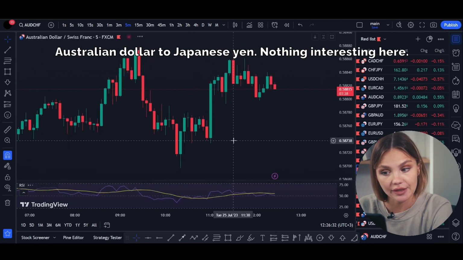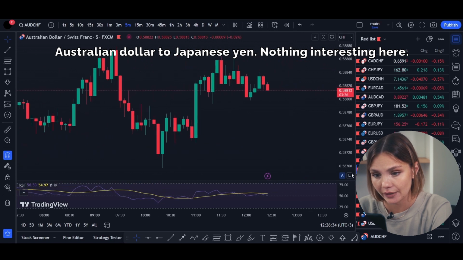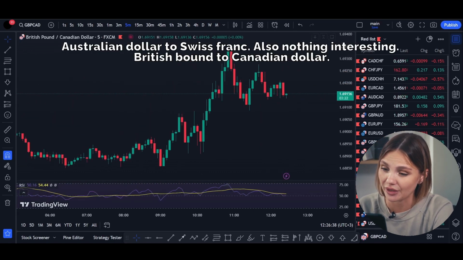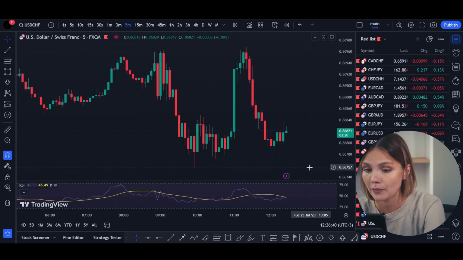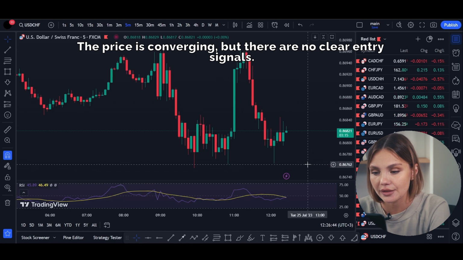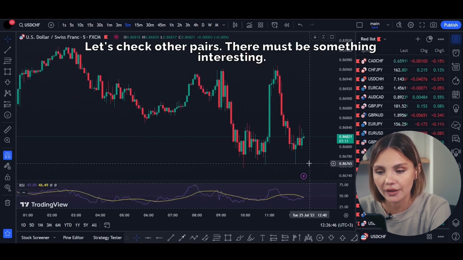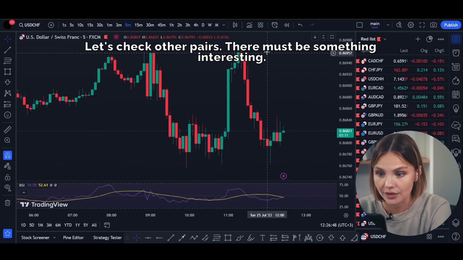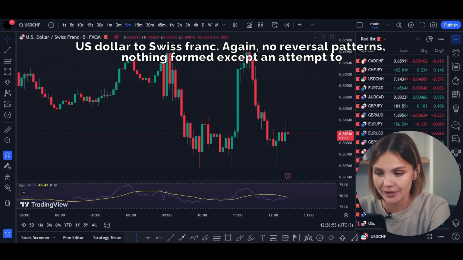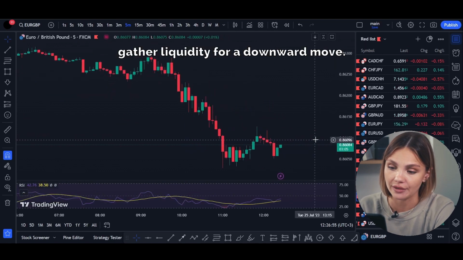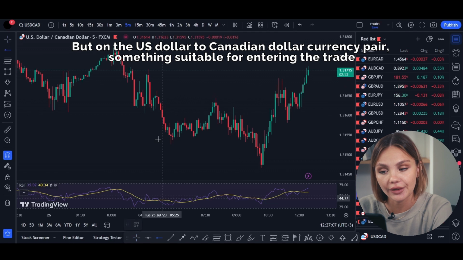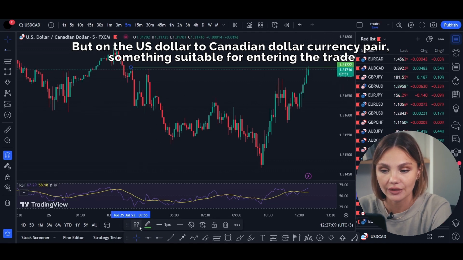Australian dollar to Japanese yen, nothing interesting here. Australian dollar to Swiss franc, also nothing interesting. British pound to Canadian dollar. The price is convergent, but there are no clear entry signals. Let's check other pairs. There must be something interesting. US dollar to Swiss franc, again, no reversal patterns, nothing formed except an attempt to gather liquidity for a downward move. But on the US dollar to Canadian dollar currency pair, something suitable for entering a trade might be forming now.